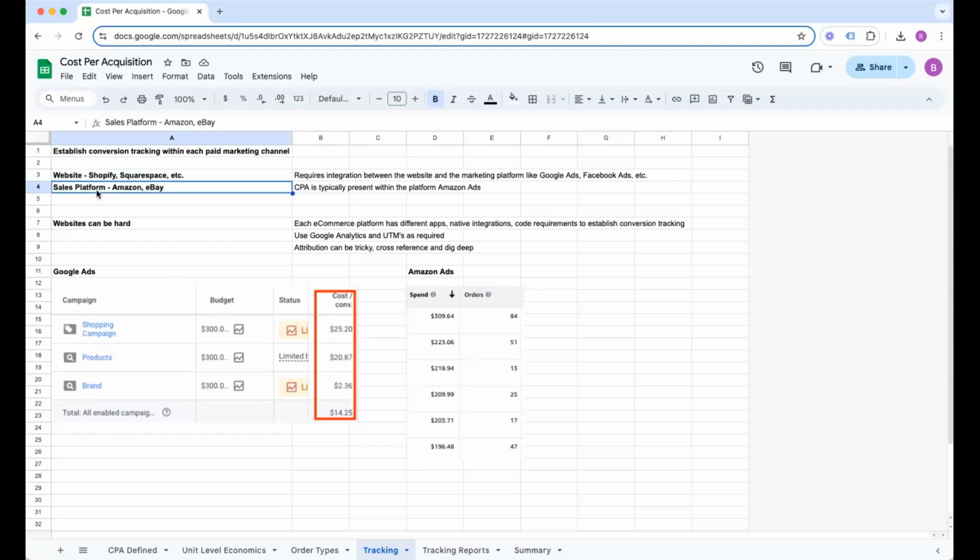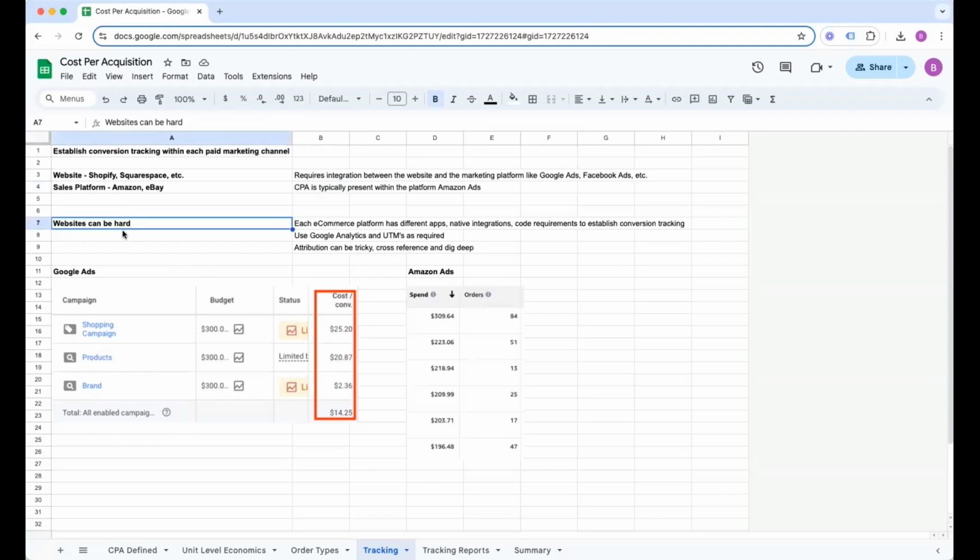If you're selling on sales platforms like Amazon and eBay, the cost per acquisition is typically embedded in there. Like there's analytics reporting that will give you that number. Or at the very least, in the case of Amazon ads anyway, you'll have the two ingredients that you need to calculate it. So you'll need to export a bunch of data, bring it offline into a spreadsheet, and then calculate your CPA.